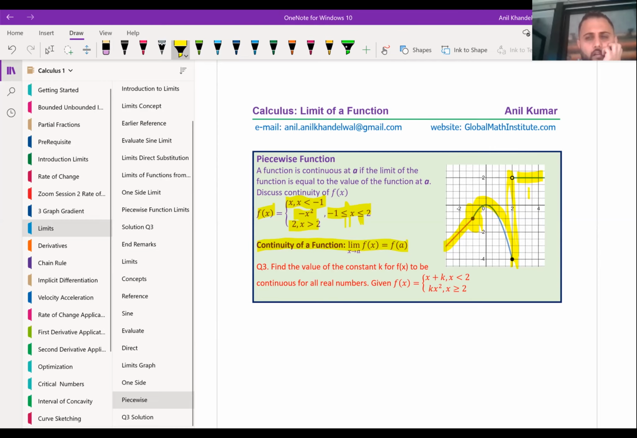Now, based on this, we have a question for you. Question number 3. And this is the last question for the video. We have actually reached the end of whatever I wanted to teach you. So, Amy, can you read the question for me? Find the value of the constant k for f of x to be continuous for all real numbers. Given f of x equals x plus k, x being less than 2, and kx squared, x being more than or equal to 2. Perfect. Explain to me, how will you answer this question?